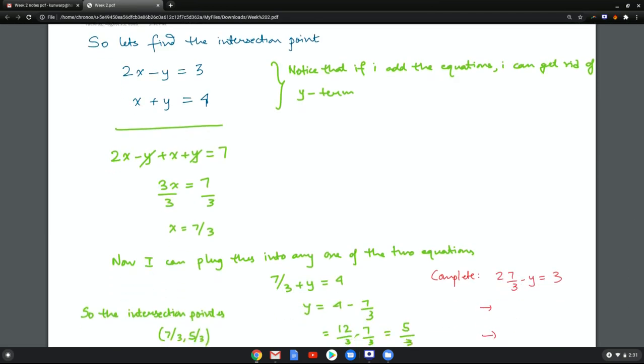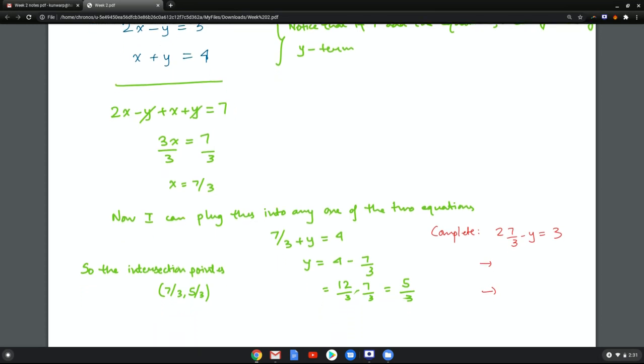Here's the process. I make an observation that if I add these equations, I can get rid of the y term. So I add these equations. I end up with 3x equals 7. To solve for x, I divide by 3 to get x equals 7 thirds. Now I can plug this into any one of the two equations. Let's say I plug it into the second one. 7 thirds plus y equals 4. y is 4 minus 7 thirds. I rewrite 4 as 12 over 3 to have a common denominator, and I get 5 thirds. This means that the intersection point can be written as (x, y) equals (7/3, 5/3).